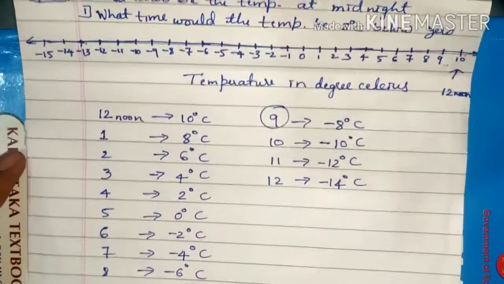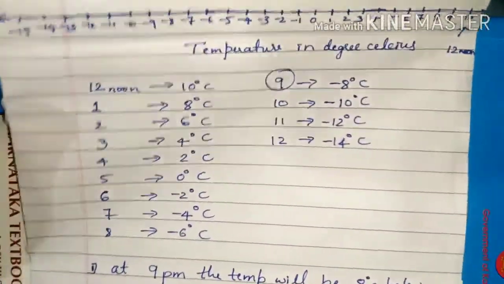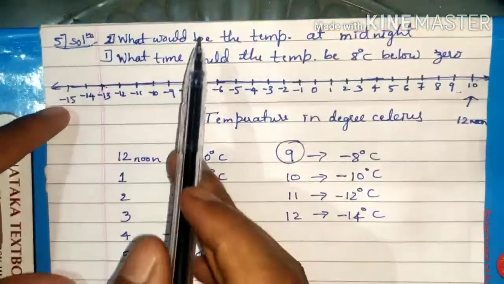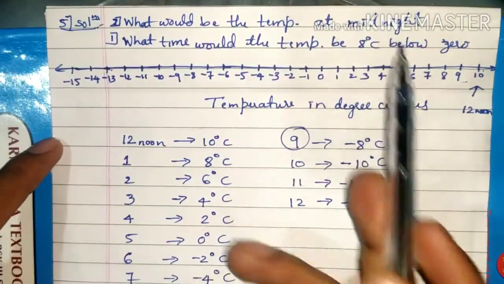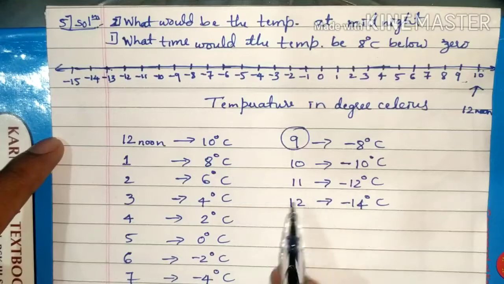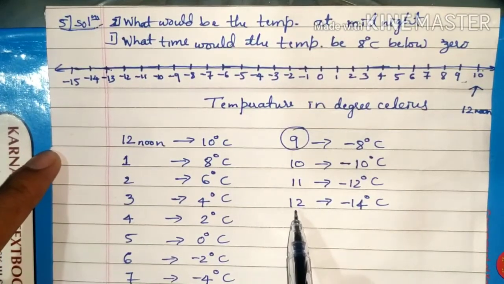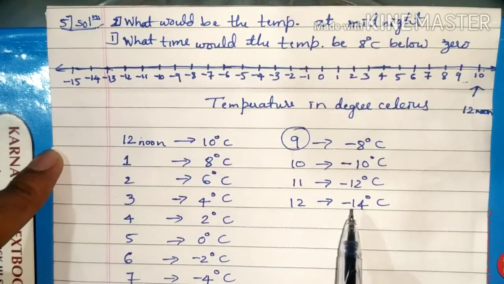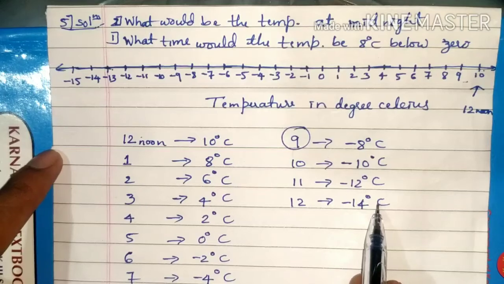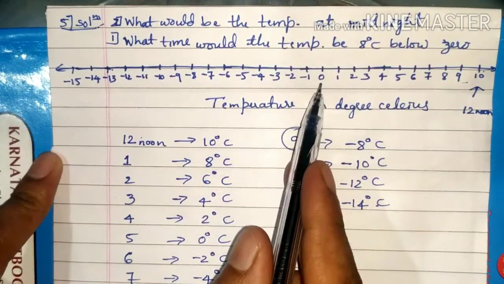Okay. And what is the second question? I have written the second question in the beginning. What would be the temperature at midnight? So midnight means 12 a.m. From noon to midnight, 12 o'clock. At 12 o'clock what is the temperature? Minus 14 degrees Celsius, or you can say 14 degrees Celsius below 0.